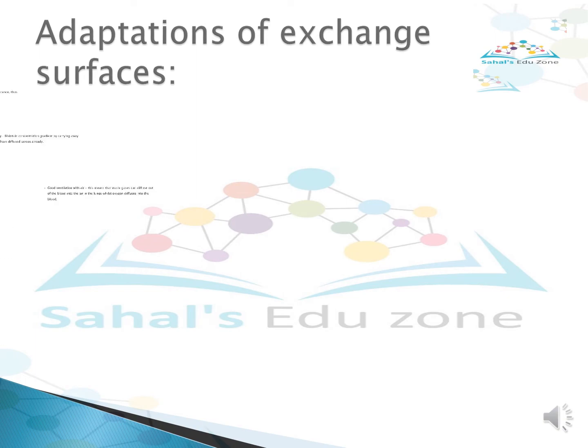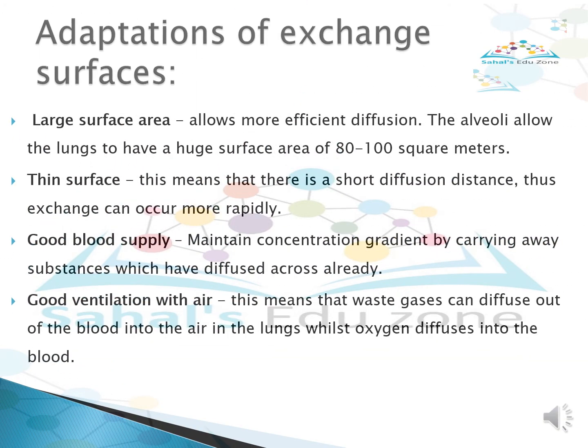Adaptations of exchange surfaces. Large surface area, thin surface, good blood supply, good ventilation with the air. Large surface area allows more efficient diffusion. The alveoli allow the lungs to have a huge surface area of 80 to 100 square meters.